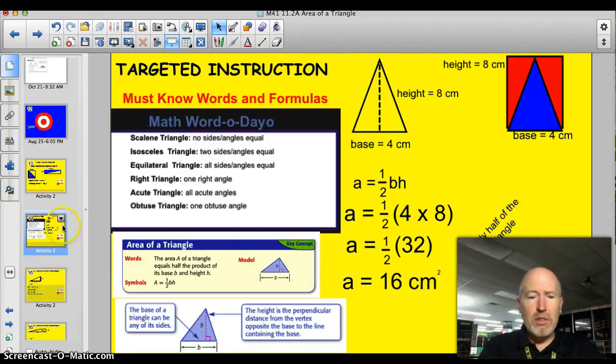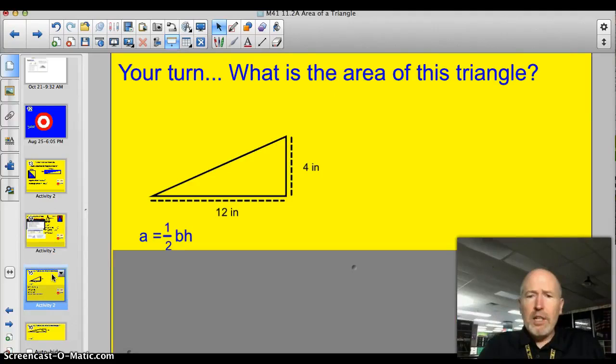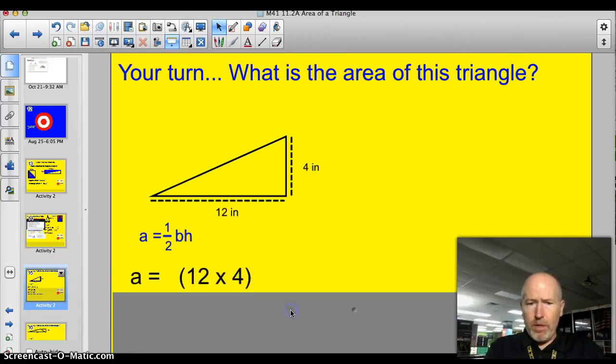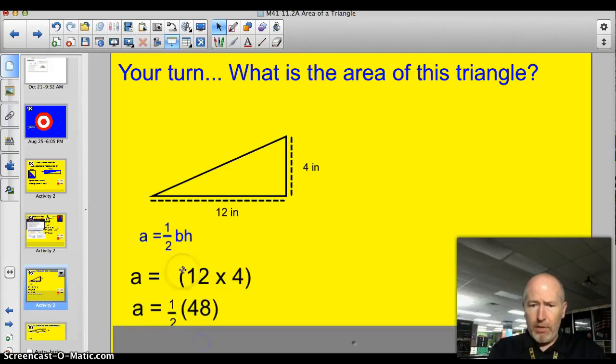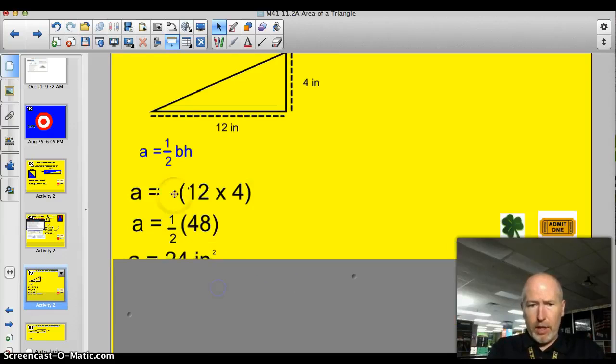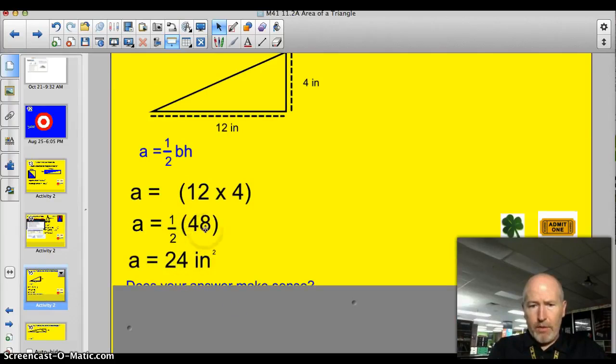Take a look at some examples and let you try. Determine the area of this triangle here, and I've given you the formula. Go ahead and pause. Okay, let's see how you did. Well, the base is 12 inches and the height is 4 inches, so the area equals 1/2 of 12 times 4. 1/2 of 12 times 4 is 1/2 of 48, or 24 inches squared. Don't forget, area, units squared.